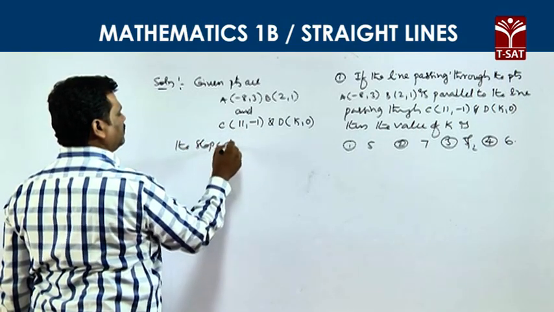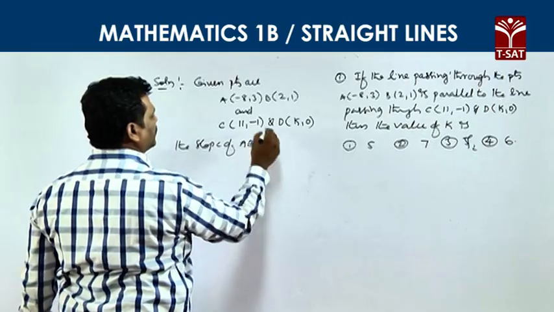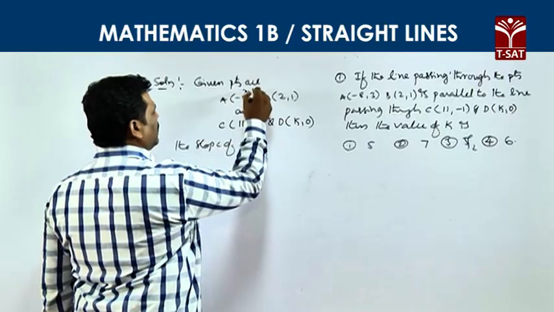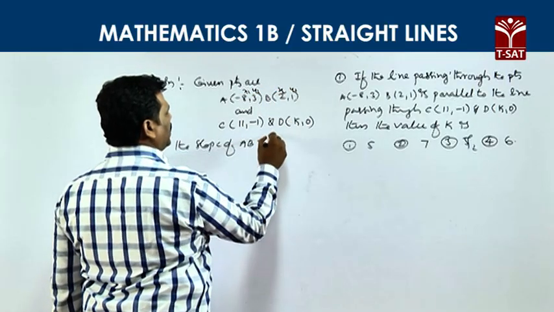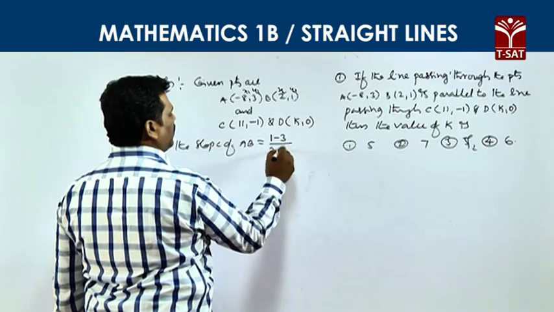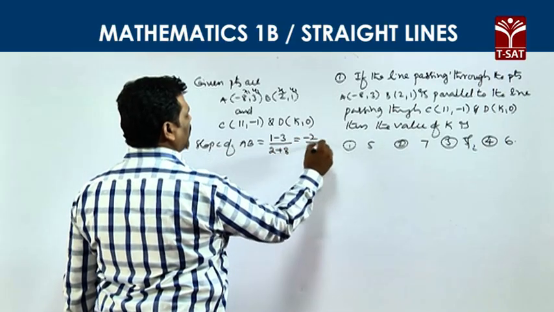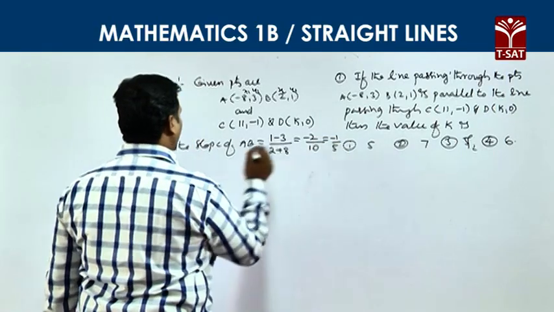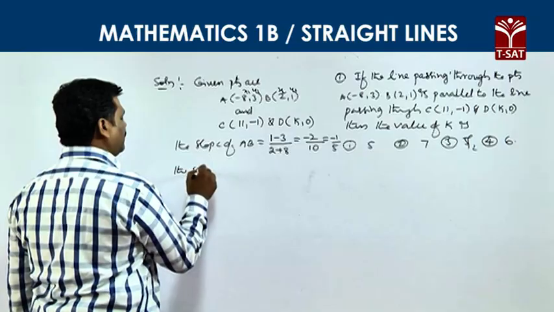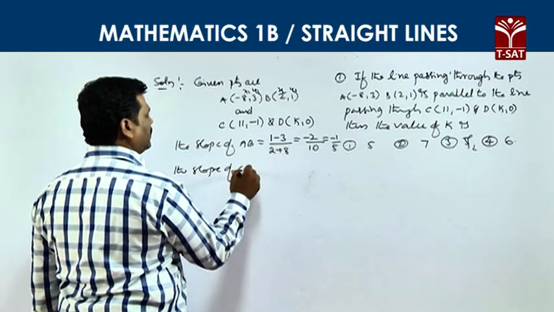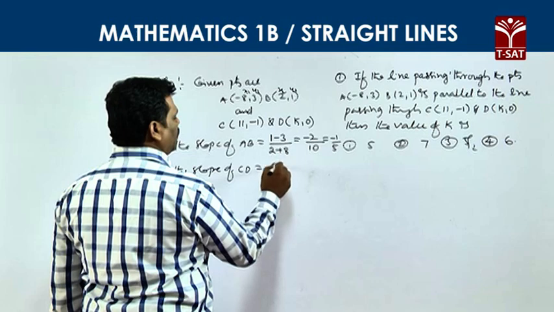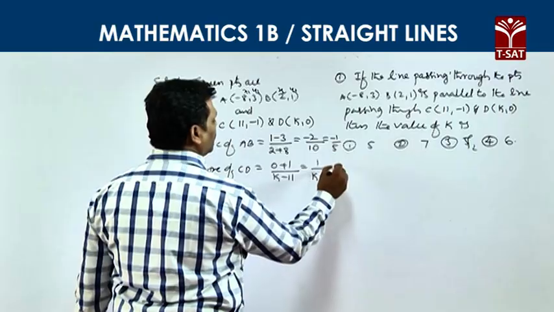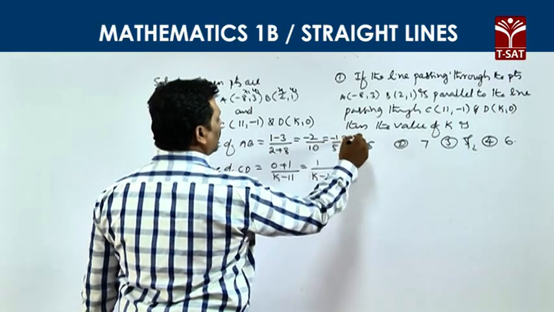We have to find the slope of AB. The slope of AB formula is y2 minus y1 by x2 minus x1. This is x1, y1, and this is x2, y2. So here 1 minus 3 by 2 plus 8 equals minus 2 by 10 equals minus 1 by 5. This is my m1. Now we have to find the slope of CD, which is 0 plus 1 by k minus 11 equals 1 by k minus 11. This is m2 and this is my m1.